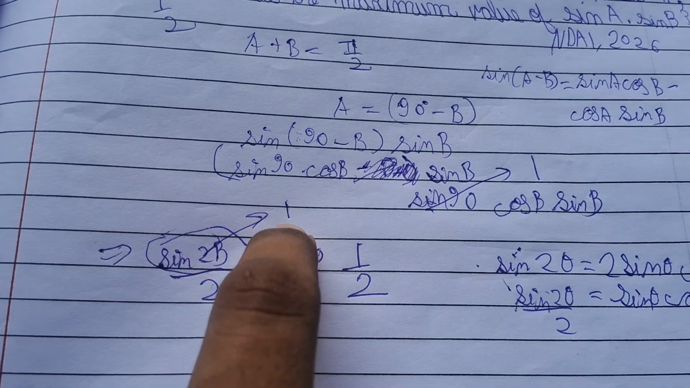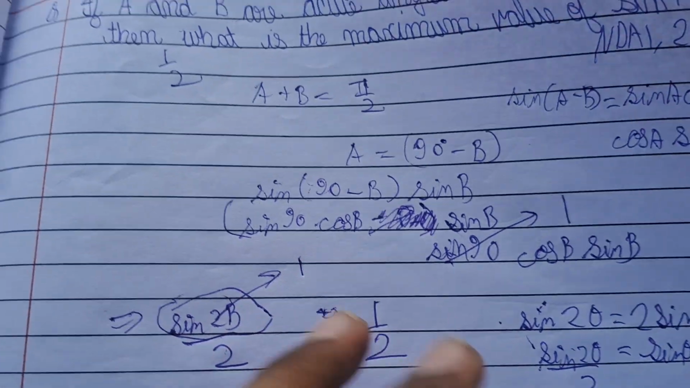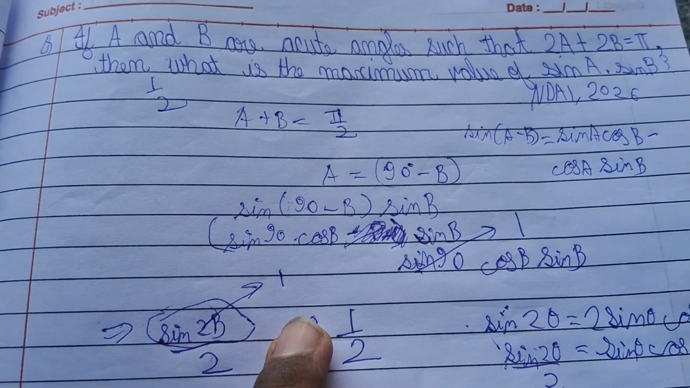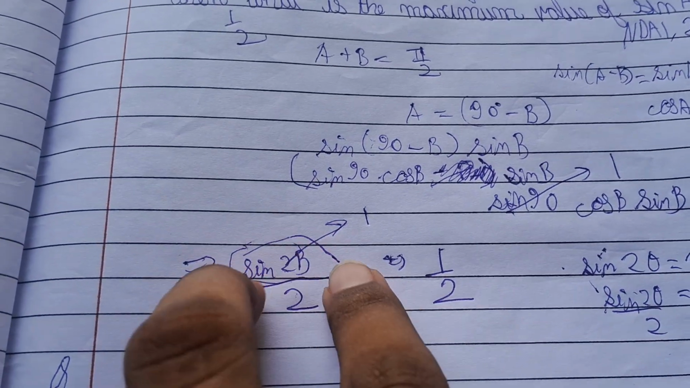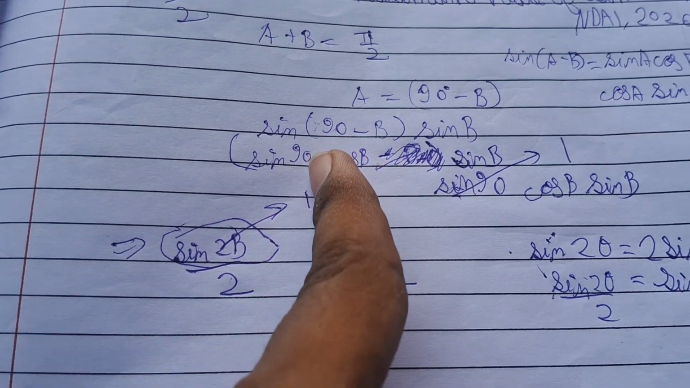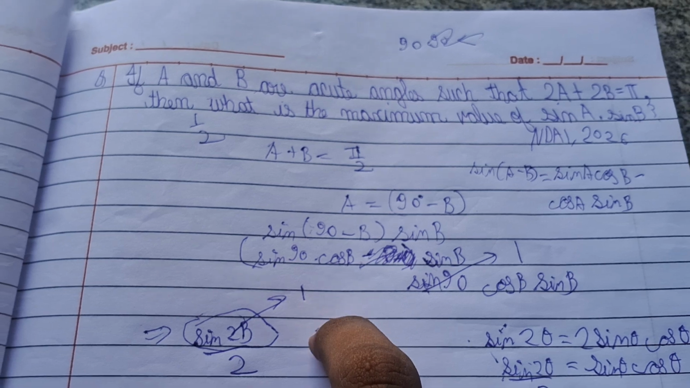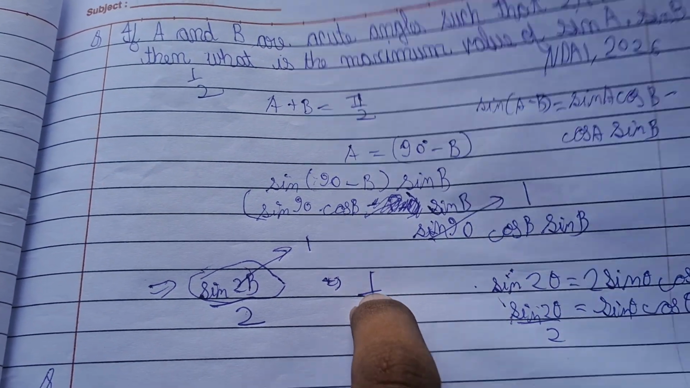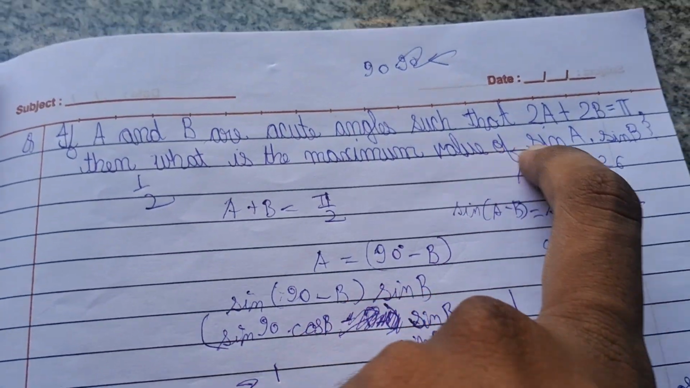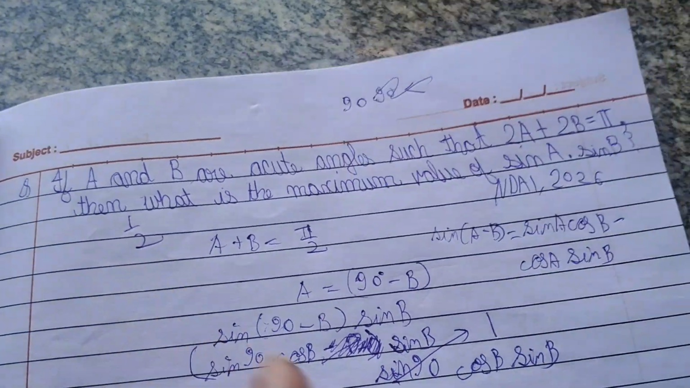Then for the maximum value of sin 2B, this is a sin function of theta, and here we can consider theta to be any angle. The maximum value of the sin function can be 1. So the maximum value of the upper portion will be 1, and below it 2 is a constant. So its maximum value will be 1 upon 2. So here comes the final answer: the maximum value of sin A times sin B is 1 upon 2, half.